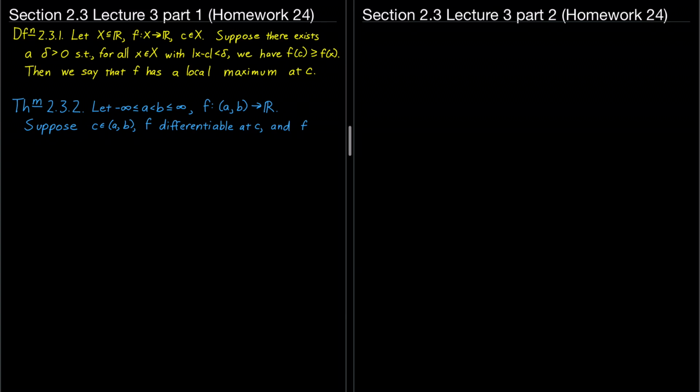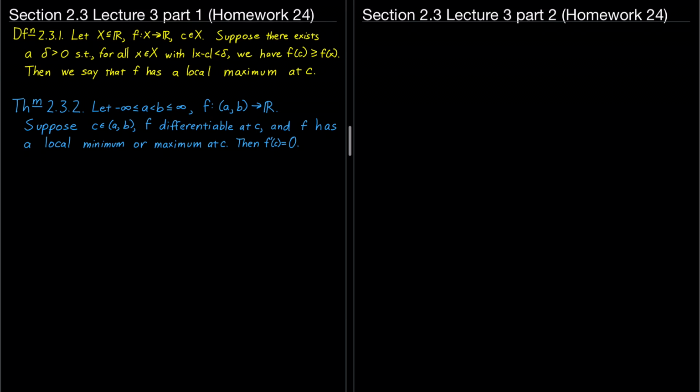F has a local maximum or local minimum, but I'm going to state it for maximum. Prove it for maximum, that is. And then the conclusion is that we know what f prime of C is, and it's 0.